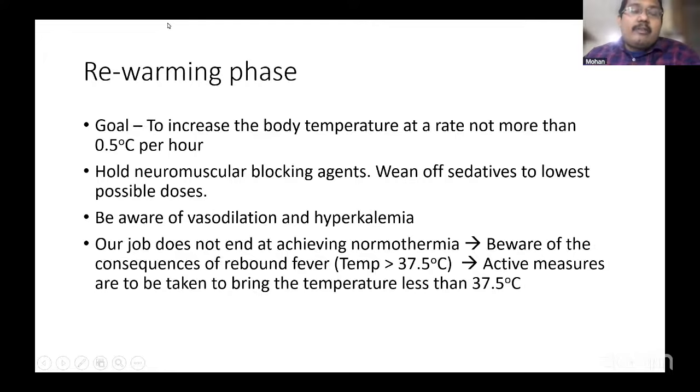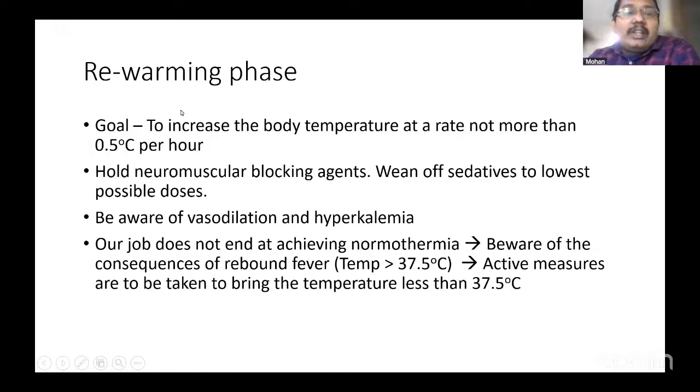Now, once we come to rewarming phase, say that after we spend 24 hours in the maintenance phase, now we are going to rewarm the patient. The goal is to increase the body temperature at a rate not more than 0.5 degrees centigrade per hour. Now, at this point of time, we need to hold neuromuscular blocking agents, wean off sedatives to the lowest possible dose. And when we are increasing the temperature, we need to be aware of vasodilation and hyperkalemia.